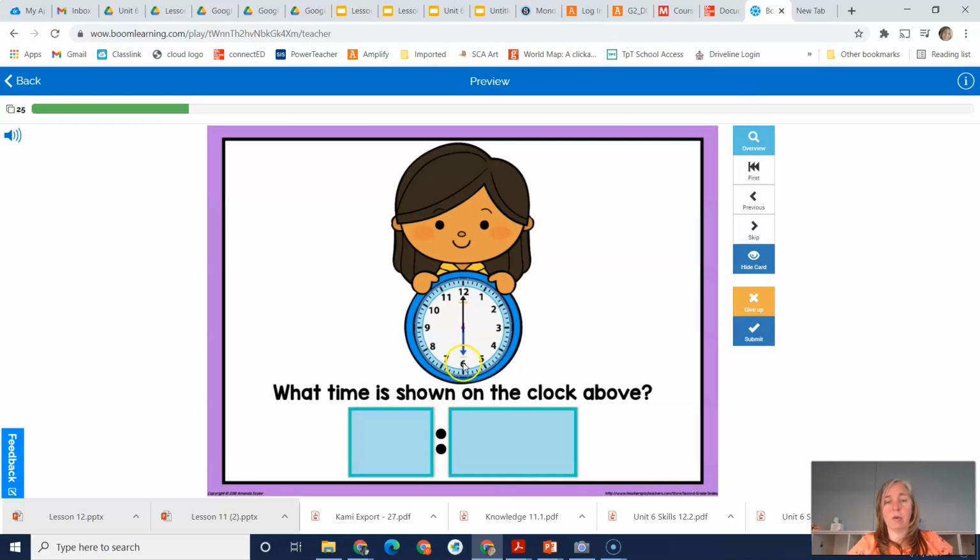Here, my hour hand is pointing down to the 6. And it is pointing directly up at the 12, and I know when it's pointing at the 12, it is o'clock.